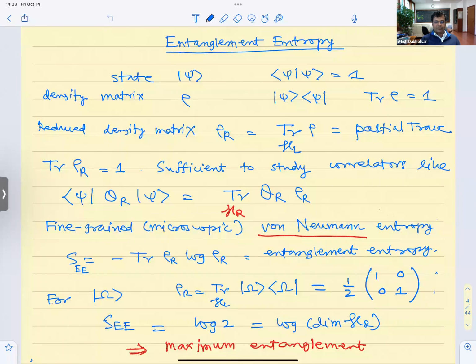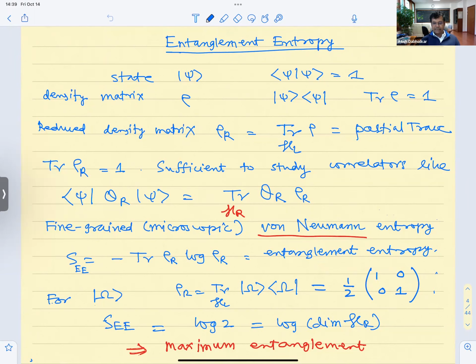And for the state omega, rho right is easy to check because you have some particular linear combination of up and down. When you compute the partial trace, you will get half 1, 1, and therefore the entanglement entropy is log 2. Whereas if you computed it for a pure unentangled state, it would be 1, 0, and then the entanglement entropy would be 0. And this state omega is the maximally entangled state, and its entropy is the logarithm of the dimension of the Hilbert space.